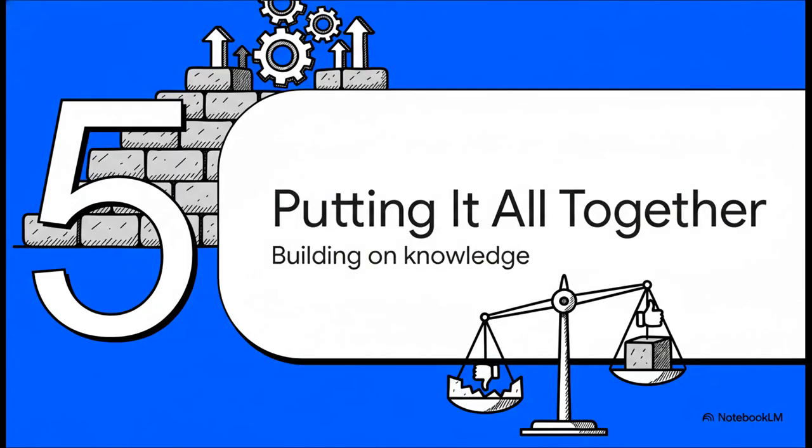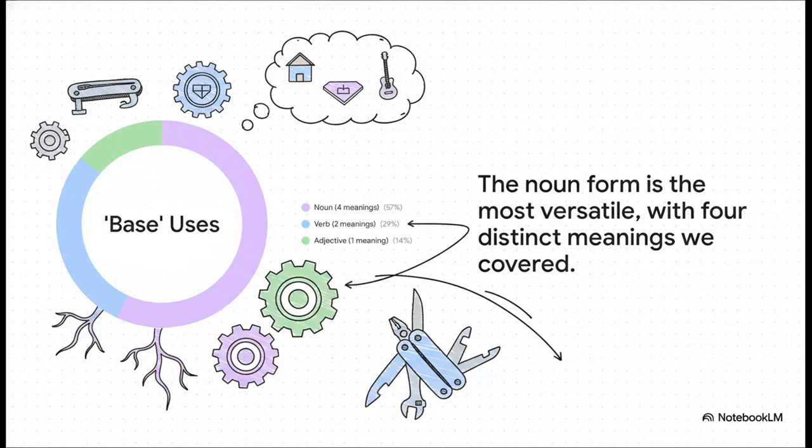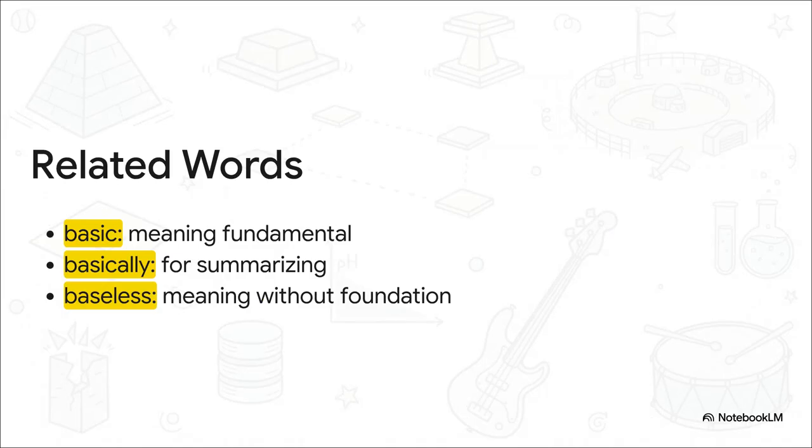Okay, let's take a step back and put all these pieces of the puzzle together. It's pretty amazing how this one little word can describe a physical foundation, an action of creating something, and a moral judgment. And this really shows you how versatile it is. As you can see, the noun form is the heavyweight champ with those four different meanings we talked about, but the verb and adjective forms add so much depth. It really is a Swiss Army knife of a word. And hey, before we wrap up, don't forget these related words. Basic means fundamental. Basically is what you say when you're summarizing, and if a rumor is baseless, it has no foundation in fact. They all spring from that same core idea.